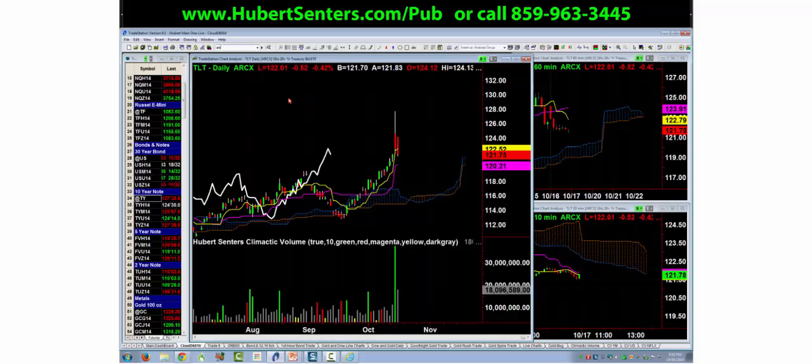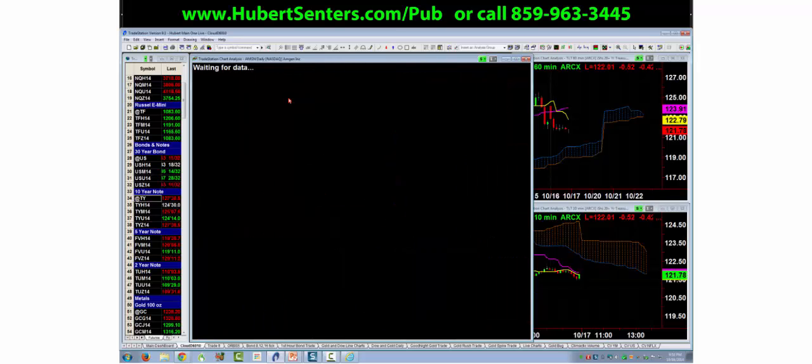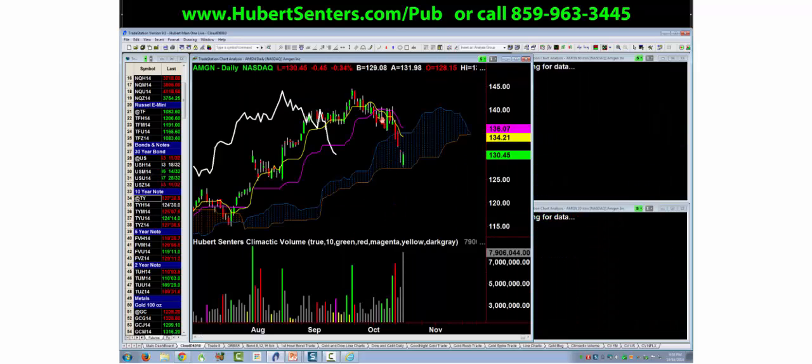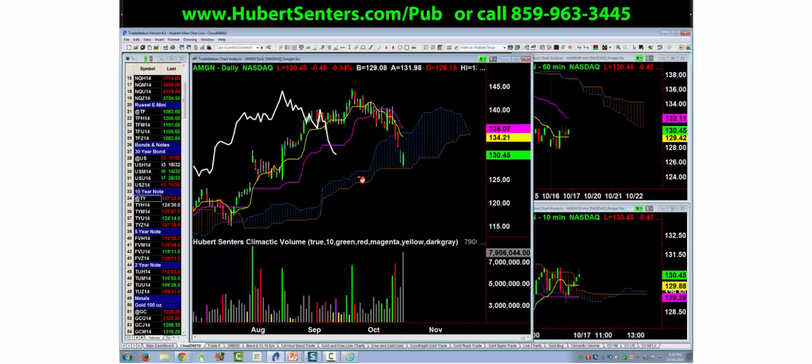AMGN. On AMGN, this one's a little bit different. It's still in the cloud, so it's an aggressive buy right here because it hasn't broken through the cloud. Now, do you see anything on this trade that would have given you a heads up that this thing might drop? Whose trade is this? Greg Mills. What do you see? What's the last trade you see on that thing?